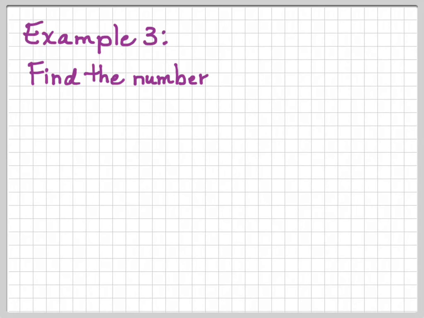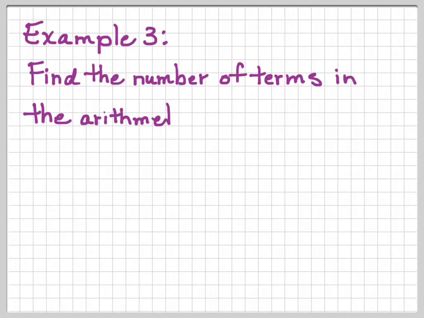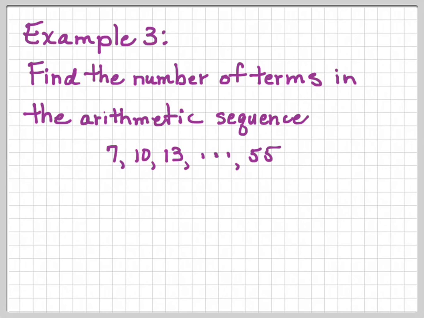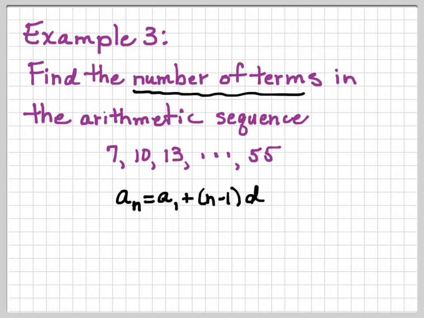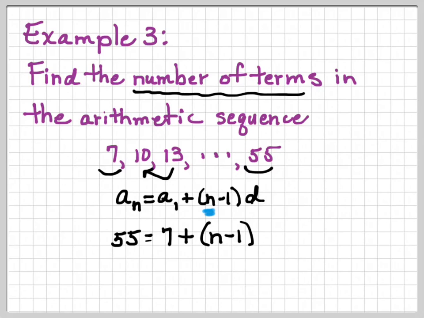Another example. Find the number of terms in the arithmetic sequence 7, 10, 13, and so on to 55. What is it that we know? We know that this is the formula we're going to use. We're looking for the number of terms, so we're looking for n. And we know that our final term, our a sub n, is actually 55. So I would say 55 equals the first term, which is 7, plus n minus 1, because we're looking for n, times our common difference, which is 13 minus 10, which is 3.